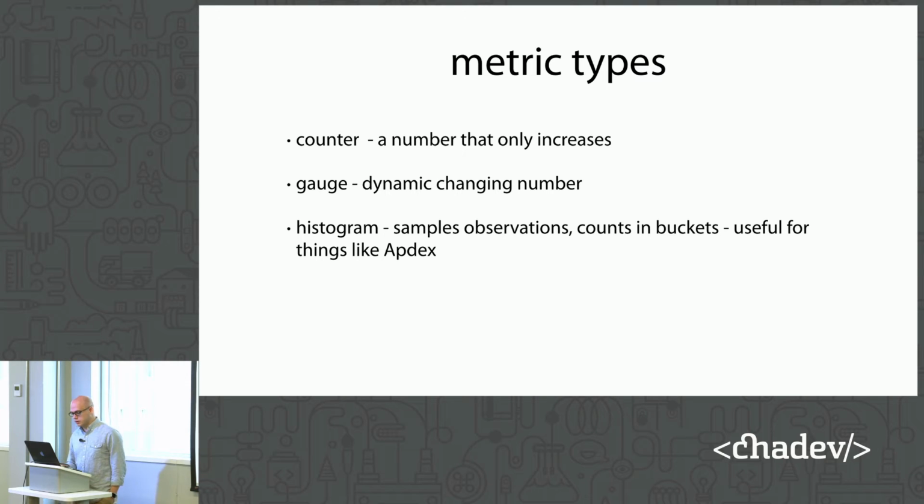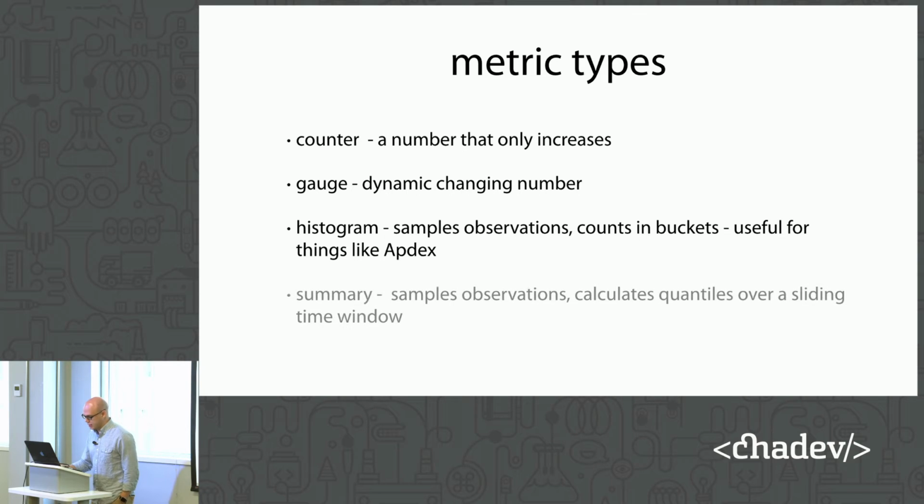But histograms are also a data type for Prometheus, as are summaries. Histograms are useful for things like AppDex scores. So what is the level of acceptable requests that are going through? And those are split up into buckets. Summaries are very similar, but slightly different. It's a sample of observations, and you're calculating quantiles over a sliding time window.